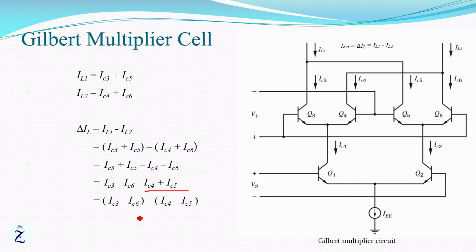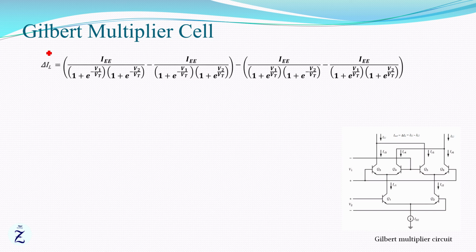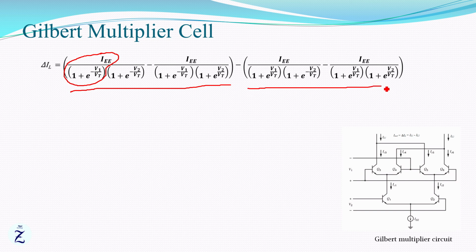Apply the values of those collector currents, then we will get like this. Here, this IEE divided by 1 plus e raised to minus V1 by Vt is common in these terms, hence we can take it outside. Similarly, in these terms, IEE divided by 1 plus e raised to V1 divided by Vt is common, hence we can take that outside. Therefore, the equation becomes like this.